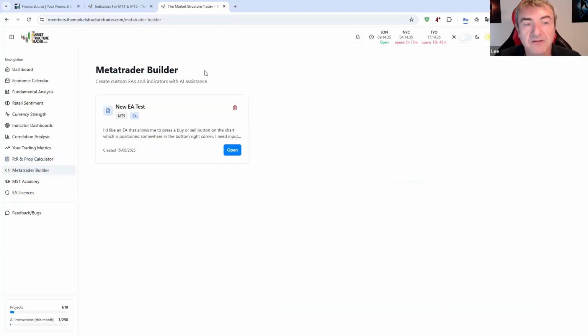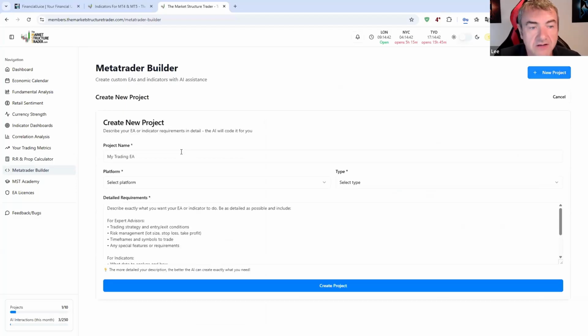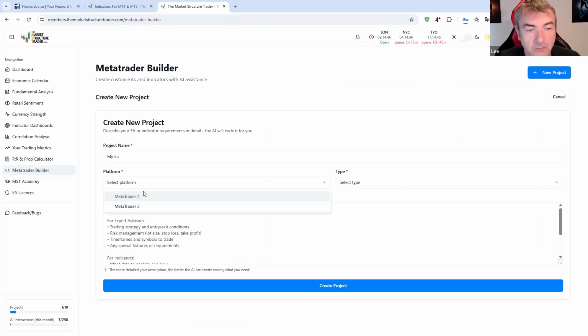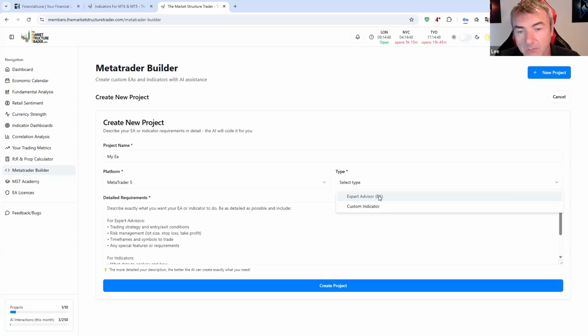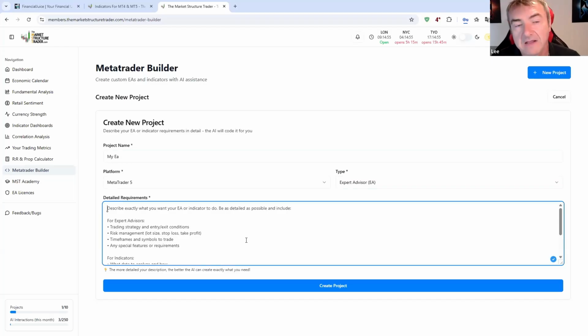MetaTrader Builder. This is an EA coding system. So what you basically do is you will create a new project and you will say it's my EA, and you'll select your platform you want to trade on, whether it's an EA or an indicator, and then you will describe what you want in here. And this uses AI to code an EA for you. The idea behind this is it allows you to backtest. So you can use these obviously for trading.